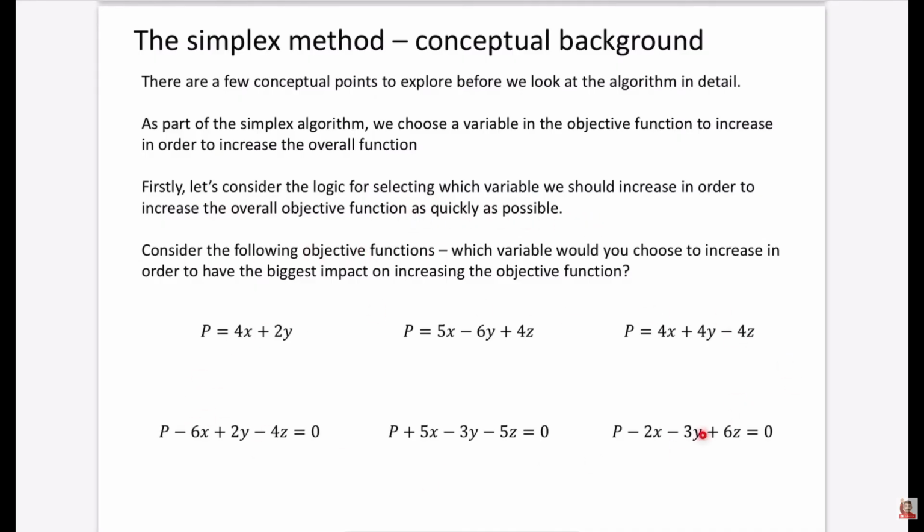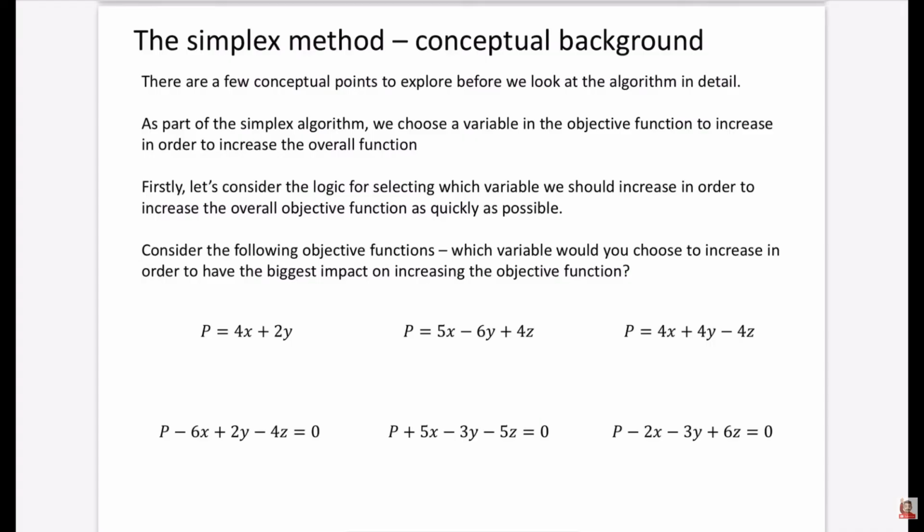And what I want you to do is to pause the video and think to yourself, which of the decision variables would you choose to increase in order to have the biggest impact on increasing the objective function? So pause the video, think about these 6 different objective functions that we've got here, and think, would you pick X, Y, or Z to increase to try and increase the value of P as much as possible, as quickly as possible?